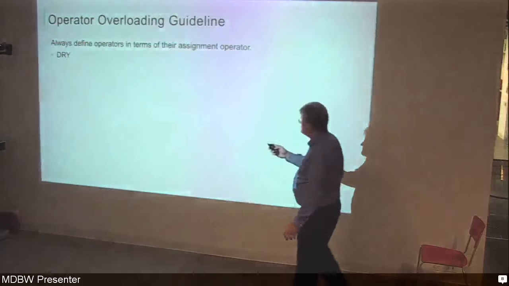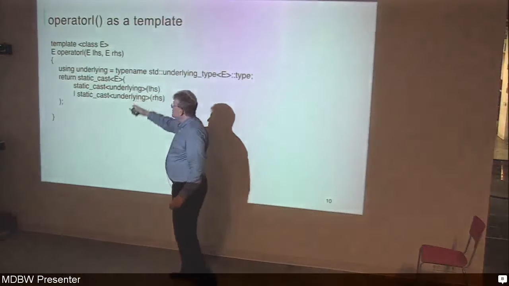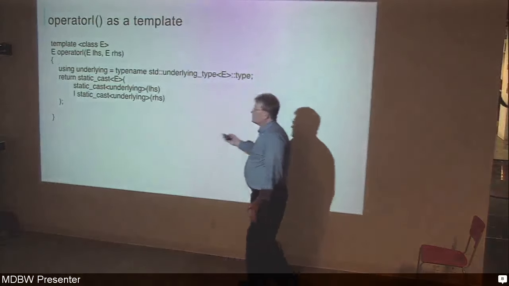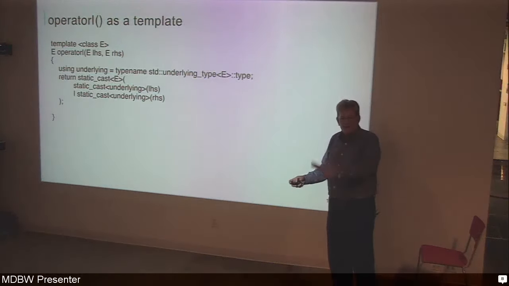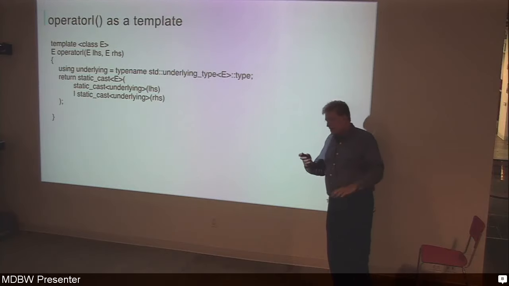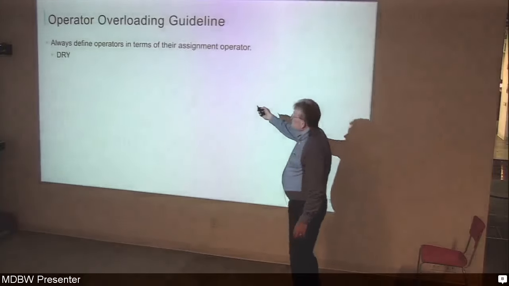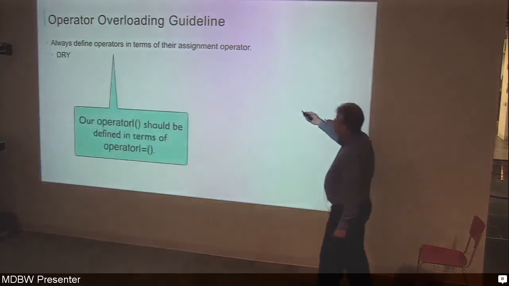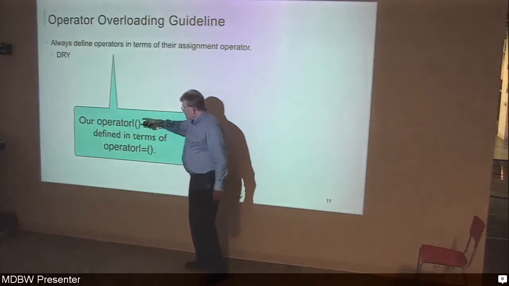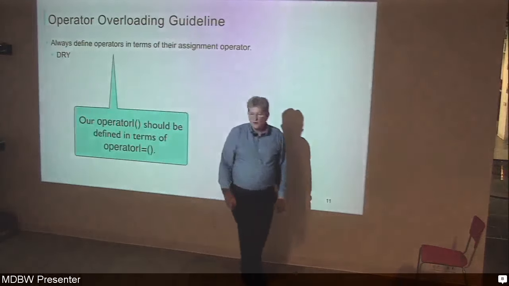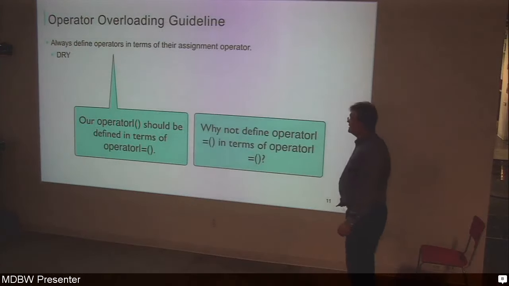And in this case, going back here, the bitwise OR should be defined in terms of bitwise OR equal to make absolutely certain that we don't have any bugs. And if we fix a bug in one, we fix them in both, right? So we want to be consistent. So anyway, here's the rule. Always define operators in terms of their assignment operator. So we should define this operator in terms of the OR equal. Okay, so what would OR equal look like then?